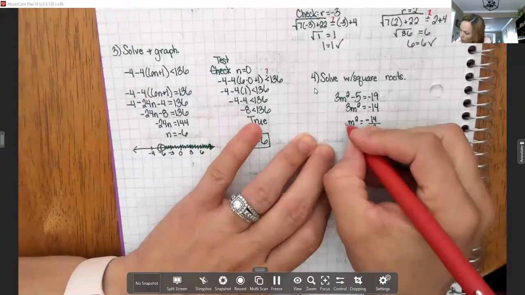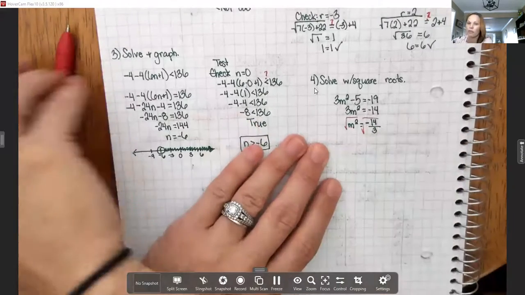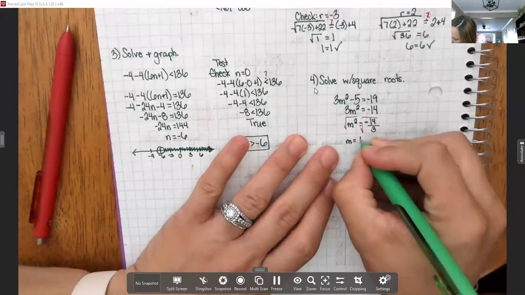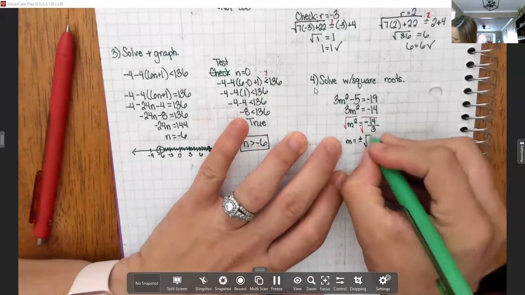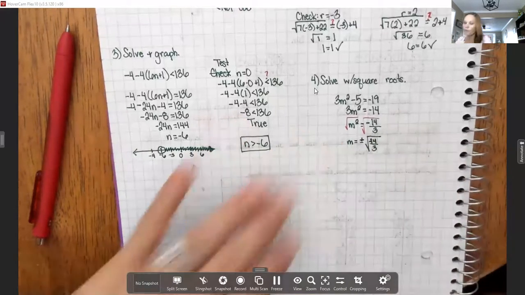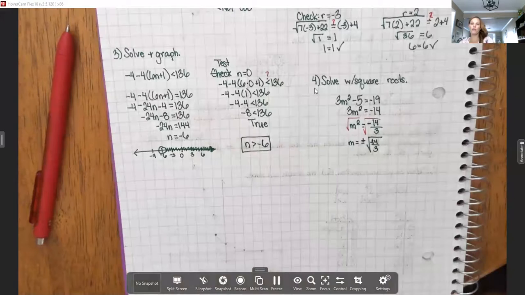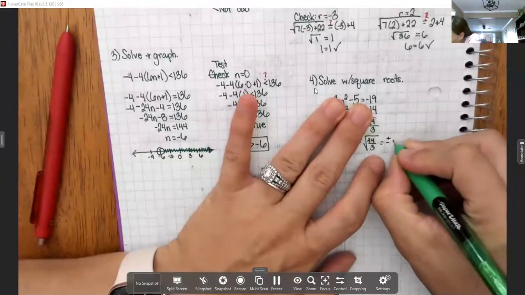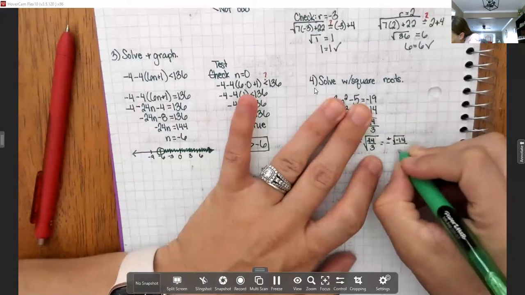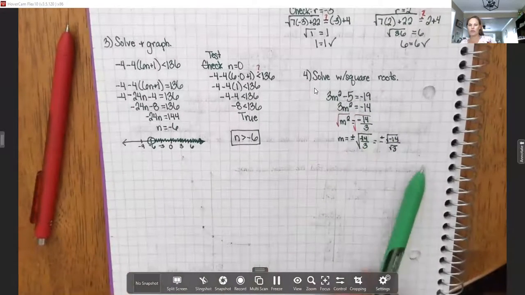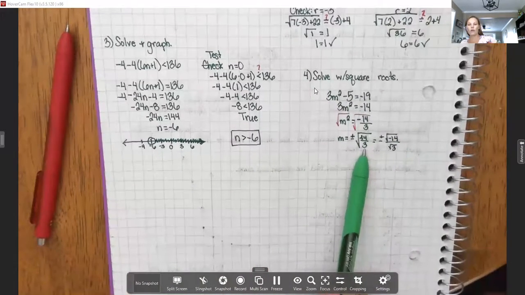And here's where we square root, now that we have our m squared alone. So m equals plus or minus the square root of negative 14 over 3. But there's a problem with this. This is the same as the square root of negative 14 over the square root of 3. Those are just properties of square roots. You can do the numerator and denominator separately or in one square root.